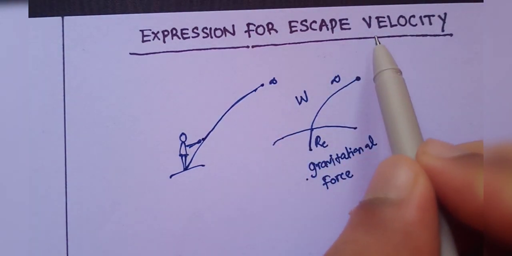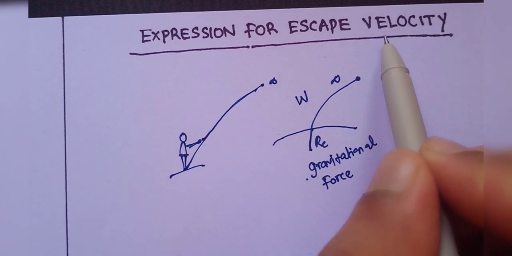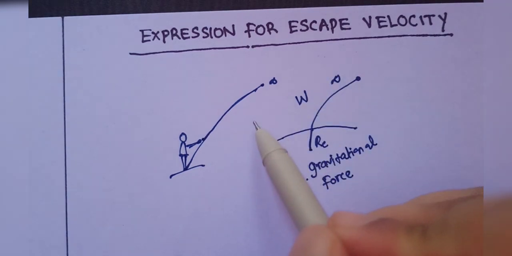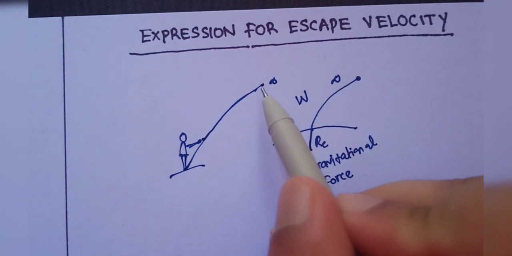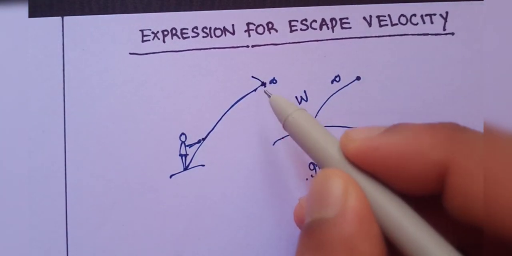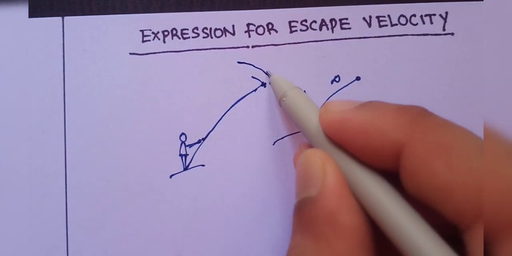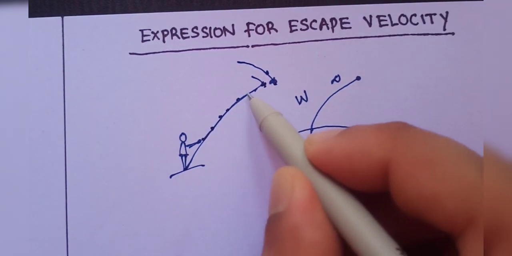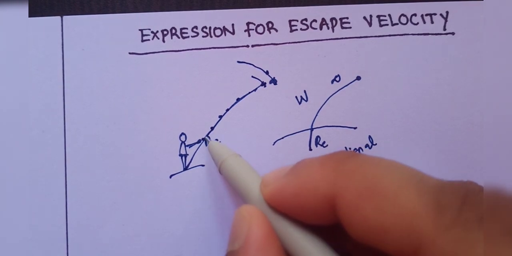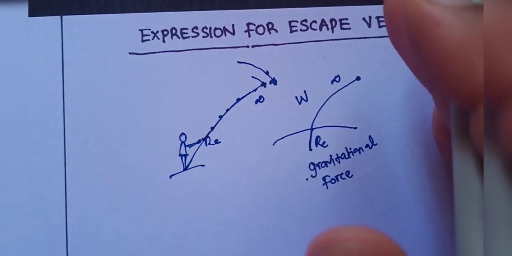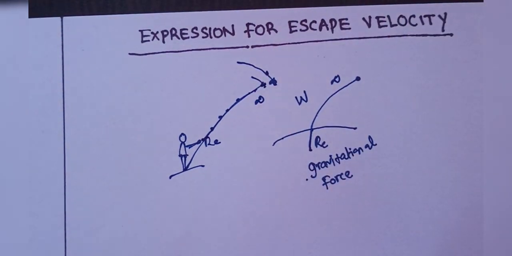So escape velocity is a velocity which is required to move an object against Earth's gravitational pull and to reach a specified infinite distance. This can be an orbital position, or it can be any unknown orbital path where it has to be inserted. Now this is the path of the ball, maybe from RE you are throwing to the infinite distance. So basically this is the overall picture of your escape velocity, and how to do this is very interesting.